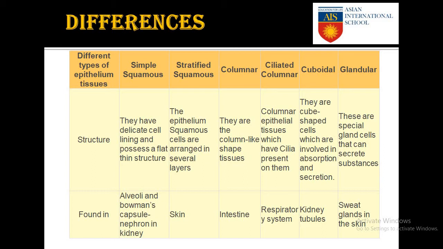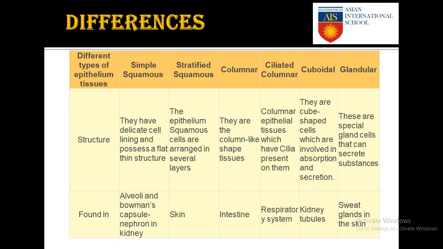Ciliated epithelium is found in the respiratory system, because if any food particles enter the trachea, which is lined with ciliated epithelium, it expels the food out of the trachea. It is also present in the fallopian tube, so that the ovum gets pushed into the fallopian tube.